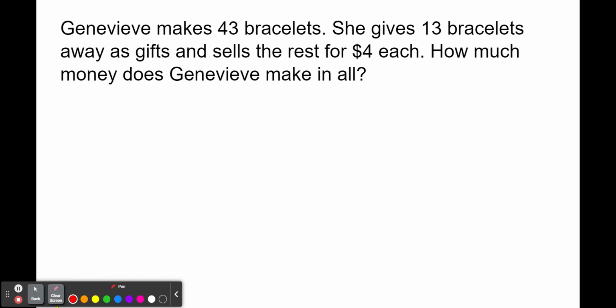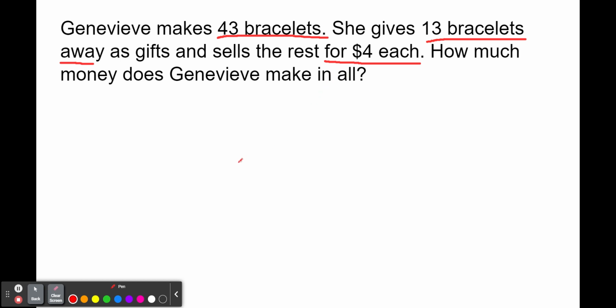Okay, so the first thing we're going to go ahead and figure out is, what do we know? So we know that Genevieve makes 43 bracelets. And we also know that she gives 13 bracelets away as gifts. And then she takes the rest of whatever's left over and she sells them for $4 each. So this is the information that we know.